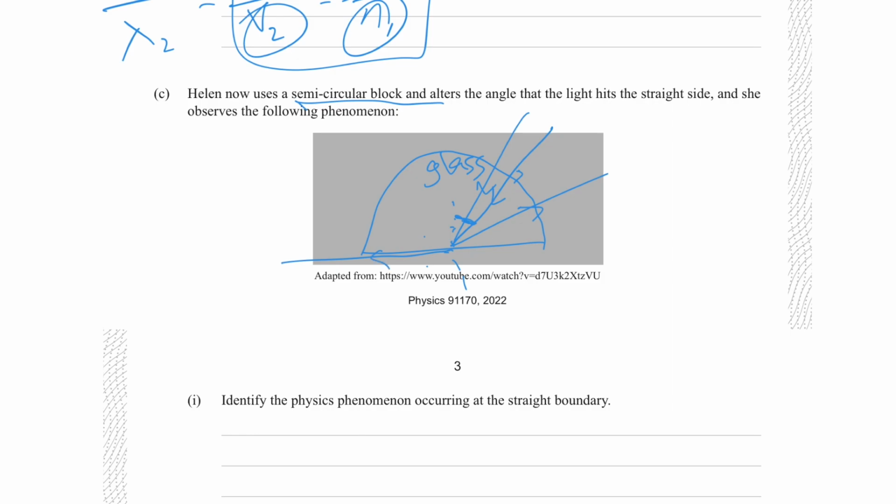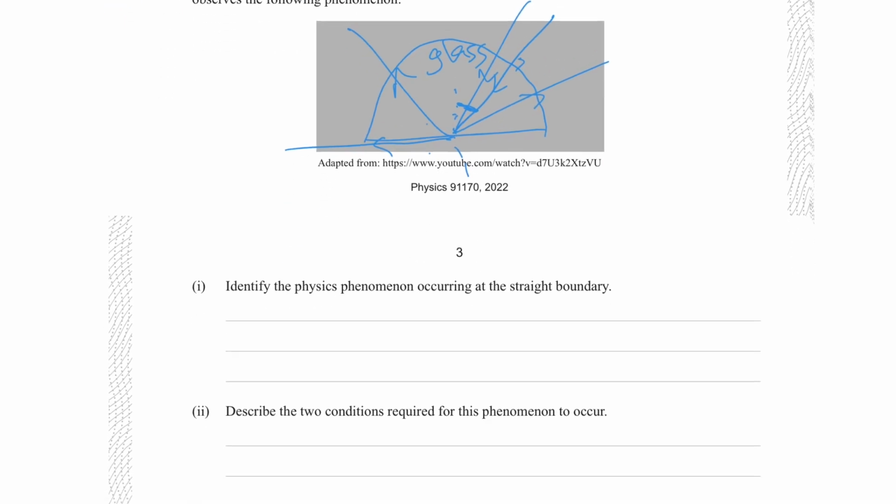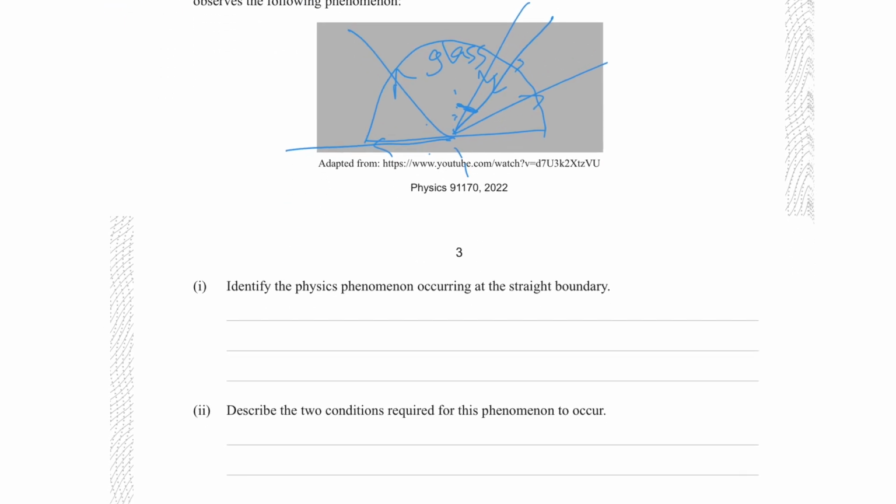Identify the physics phenomenon occurring at the straight boundary. Without the picture it's a little bit hard, but it's still refraction. If you increase your angle of incidence enough, you'll get total internal reflection. So maybe that's what's in the diagram. You'd have to take a look. Maybe you need to look up that YouTube video. But it's probably total internal reflection that they're talking about here.